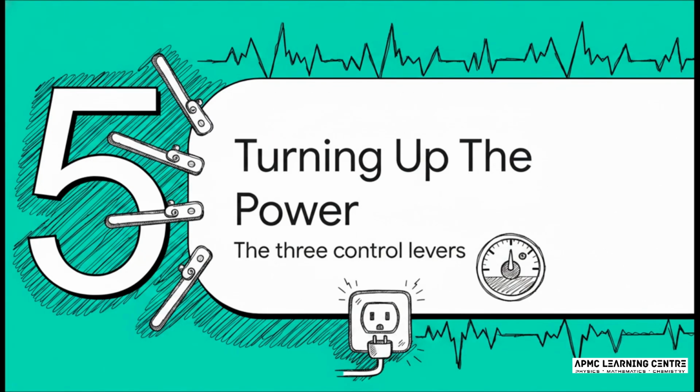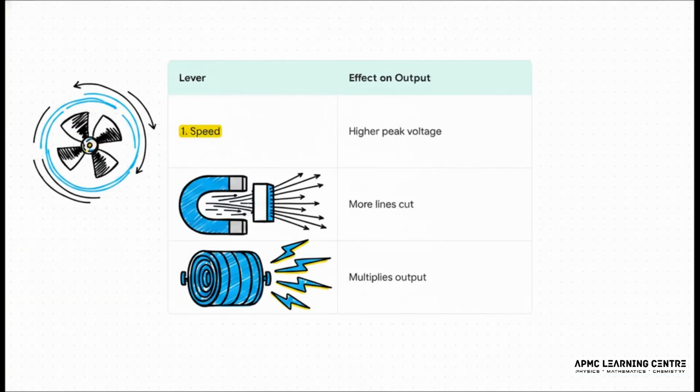So we know how to generate an alternating current, but how do we control it? How do we make it stronger? It turns out there are three main levers we can pull to do just that. First off, we can just spin the coil faster. A higher speed means a greater rate of change, which gives us a higher voltage.